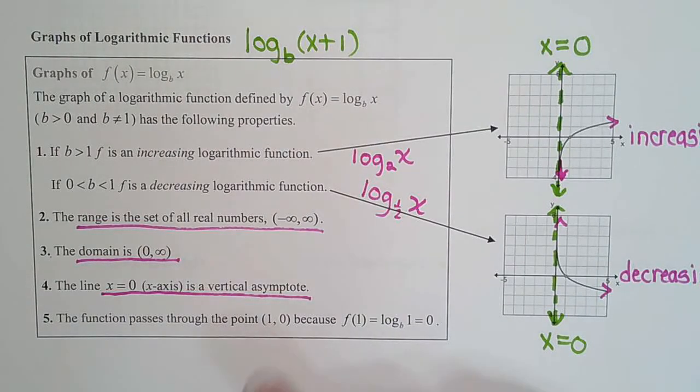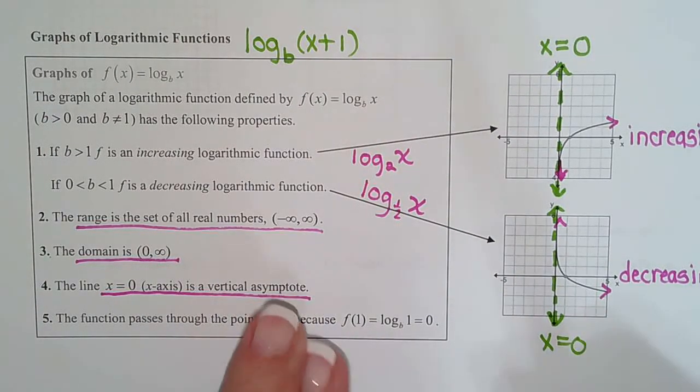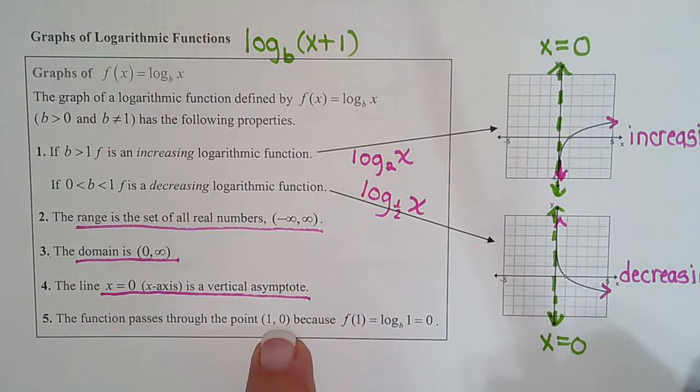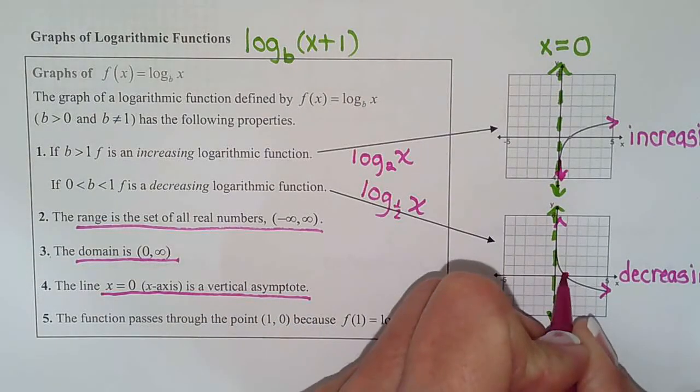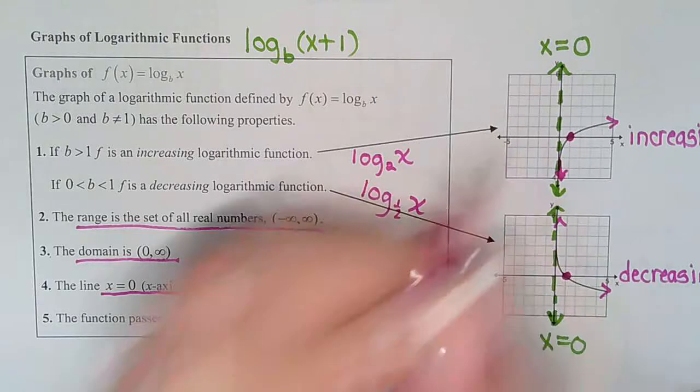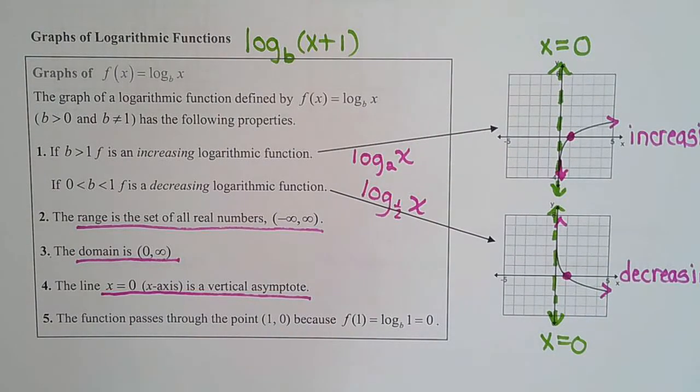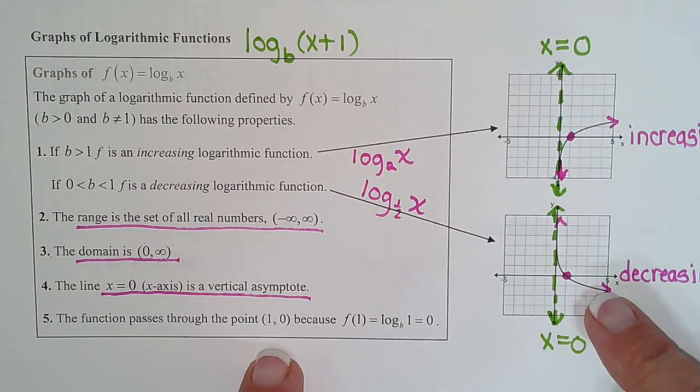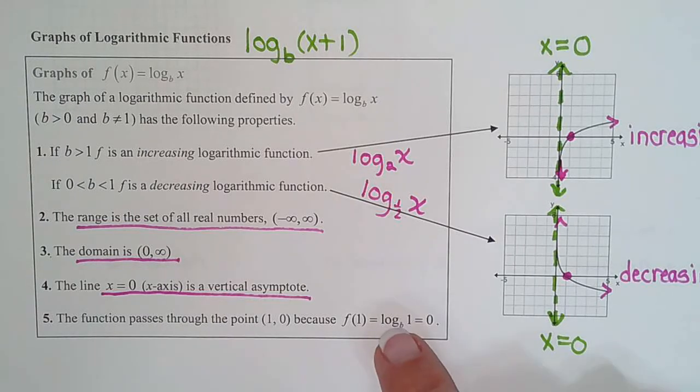And remember how if there wasn't any shifting, our exponentials went through the point 0, 1? Well, guess what? Our logs are the inverse, so turn the point 0, 1 around. Our logs all go through 1, 0, as long as there hasn't been any shifting up, down, left, or right. So isn't that cool? The graphs we did yesterday went through 0, 1, but these are the inverses, so these all go through 1, 0. And that's because b to the 0th is 1. That's where it comes from.